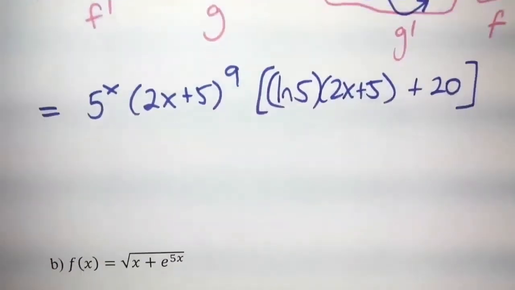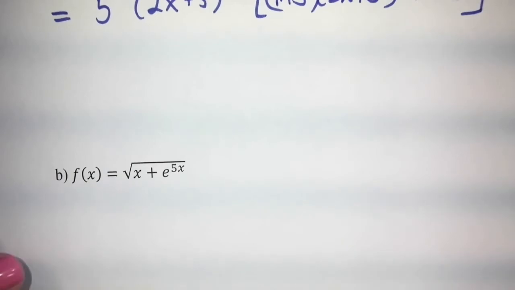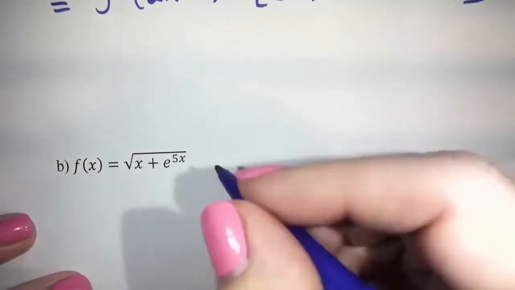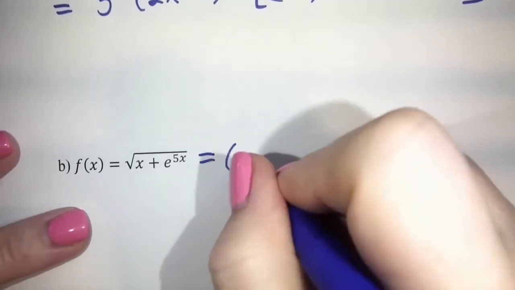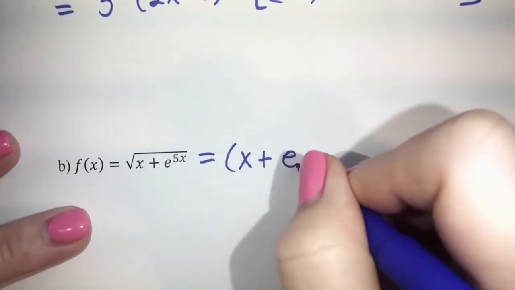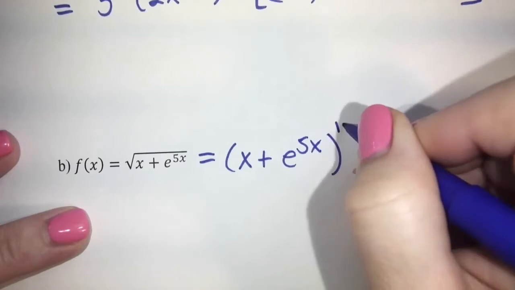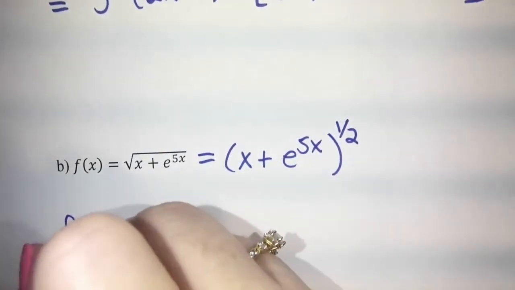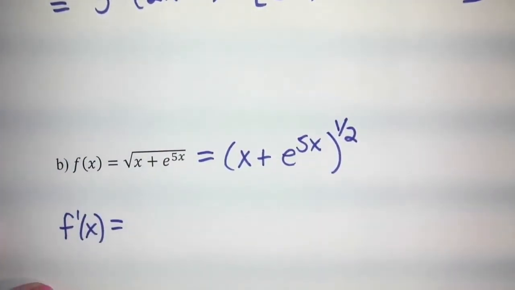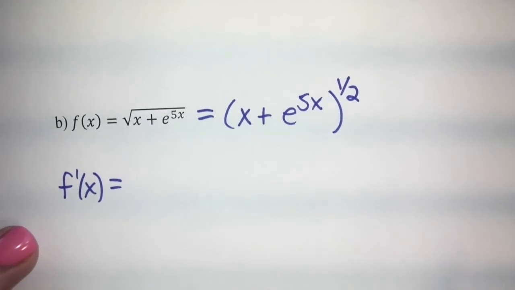Okay, part B, f of x equals square root of x plus e to the 5x. So we're going to write this before we start derivatives. We're going to write it as x plus e to the 5x all to the 1/2. Okay, so I want you to hit pause and see if you can do the derivative of this on your own.